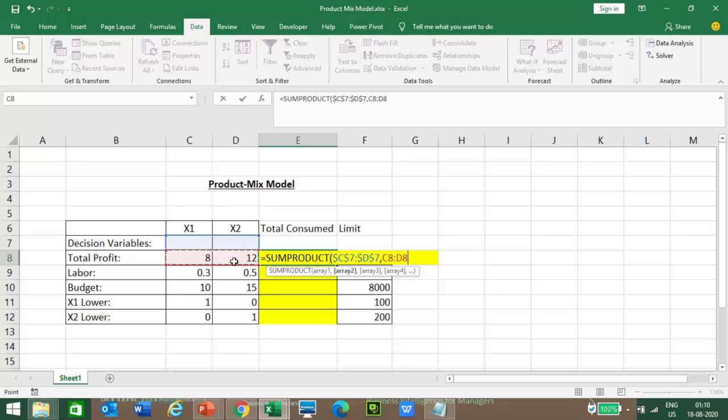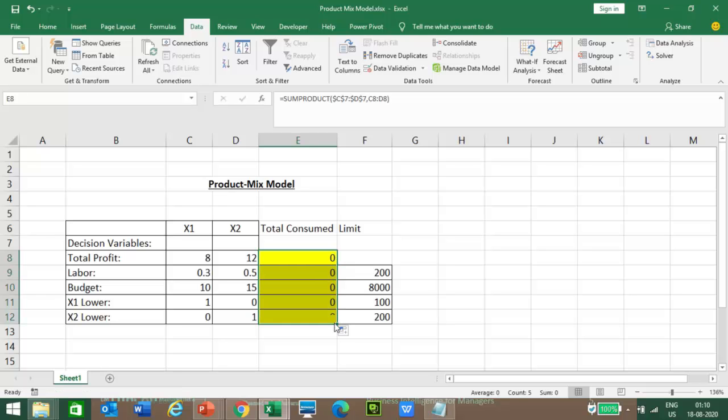The profits for X1 and X2 per unit is given as $8 and $12 respectively. Let's drag it down to set it up for the constraints as well. The labor constraint, the budget constraint, X1 lower constraint and X2 lower constraint. The maximum amount of labor available is 200 units. Maximum amount of budget available is 8,000 units. X1 and X2, the minimum amount which needs to be produced is 100 units and 200 units respectively.